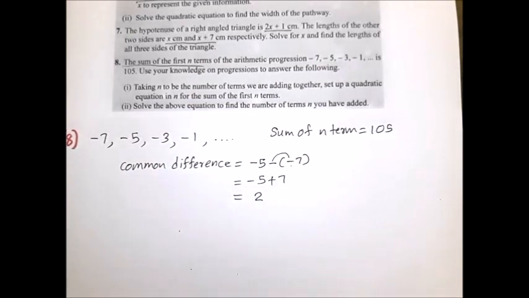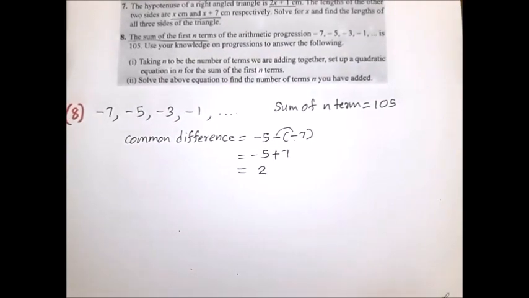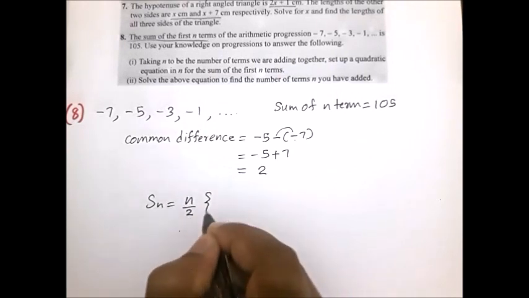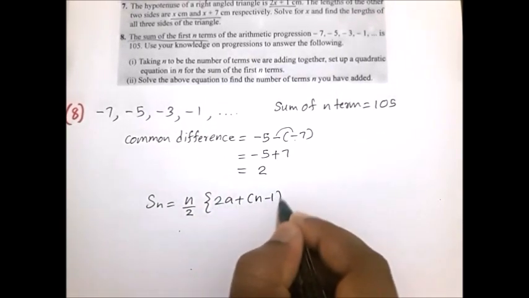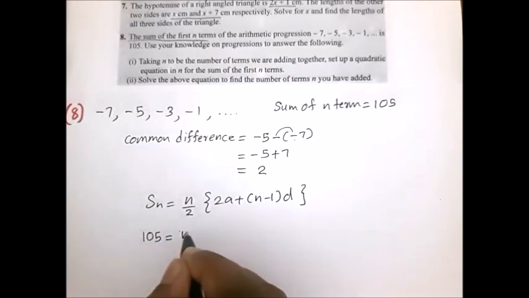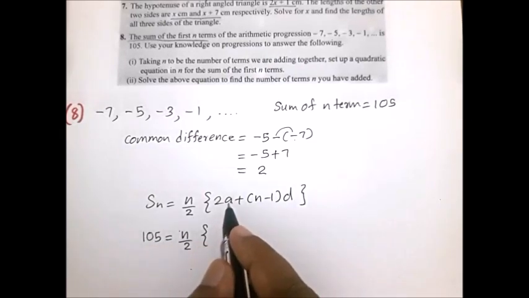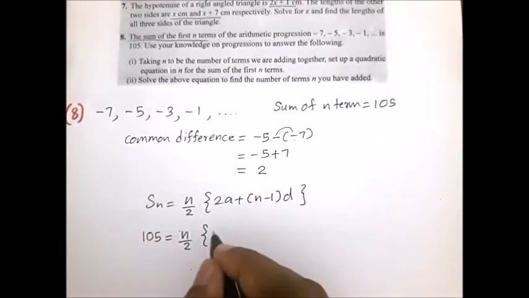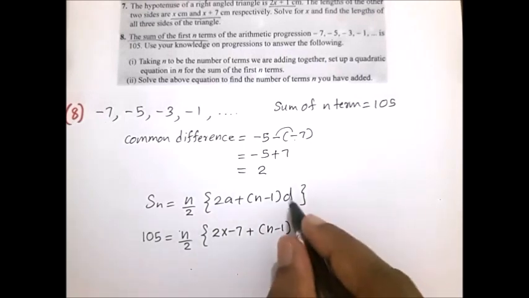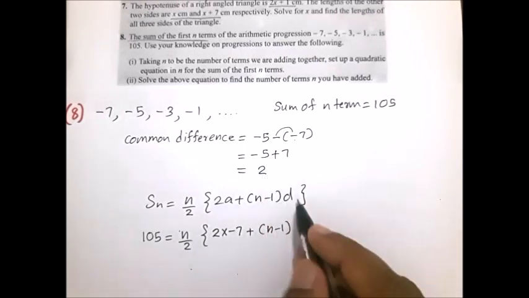Common difference is 2. Now you have to use the formula that we used to find the sum of n terms of arithmetic progression in grade 10. It is Sn equal n over 2, 2a plus n minus 1 into d. Here Sn is sum of n terms. It is 105. n is number of terms. a is first term. First term here is minus 7. So 2 multiply minus 7. Number of terms minus 1. Common difference is 2. Substitute 2 for d.